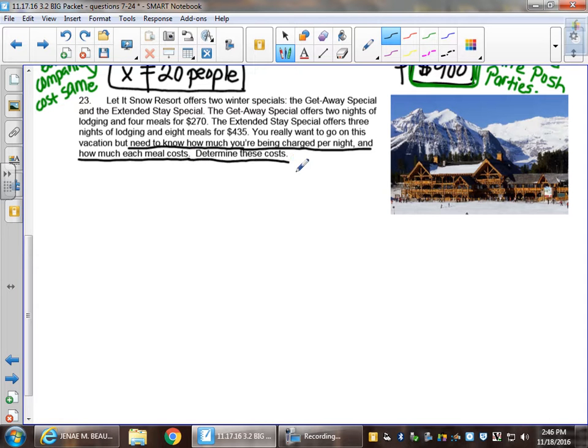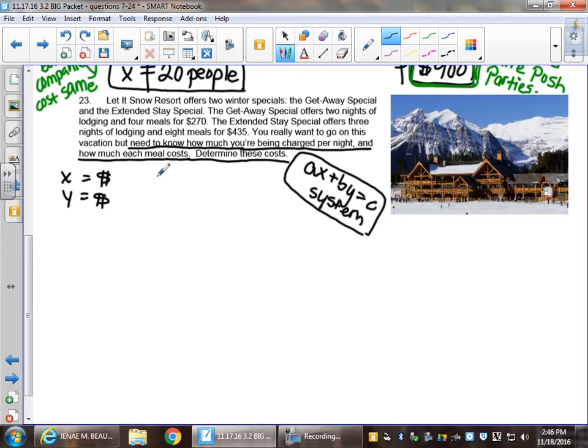Determine these costs. So right away, I see that I'm being asked to find the cost of each item, right? That tells me it's an AX plus BY equals C system. If you look at your handout, cost of each item is under that. So right away I know both of these will be about money. What are the two costs we're trying to find? Well, it says you want to know how much you're being charged per night, so X will be cost per night. And we'll make Y equal to how much the meals cost, so cost per meal.